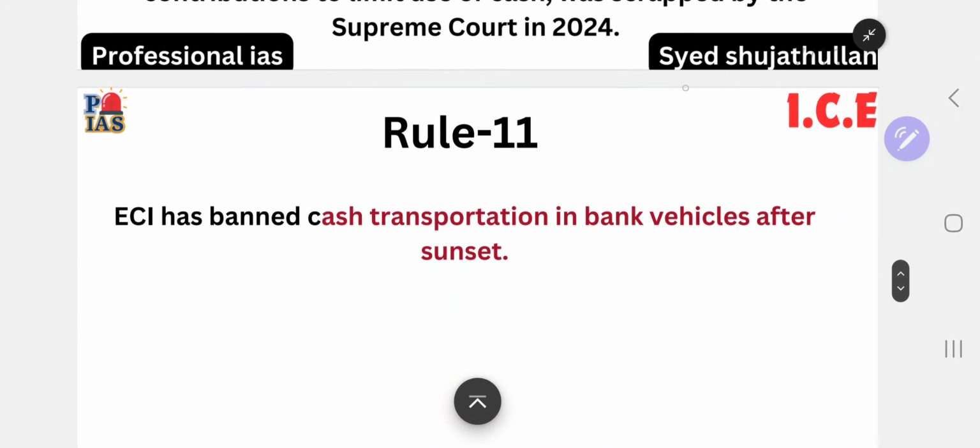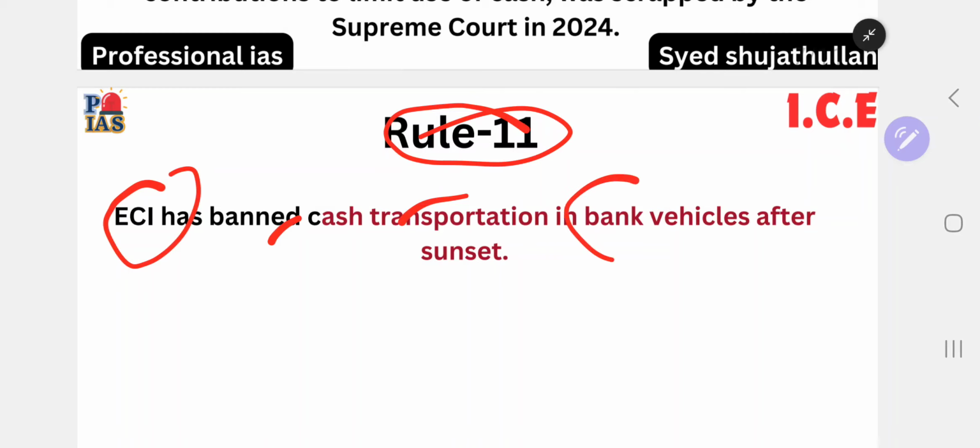Now the last rule that we have here, rule number 11. ECI has banned cash transportation in bank vehicles after sunset. After sunset, in the vehicles, you should not be carrying cash. The limit of cash has already been given, but we do not need to go into the details. You just remember this point. There is a rule in the Representation of the People Act of 1951, the RP Act of 1951, where you cannot be carrying cash after sunset at the time of elections.